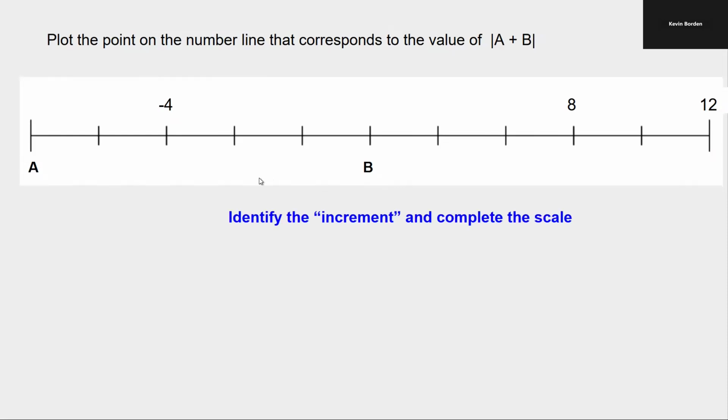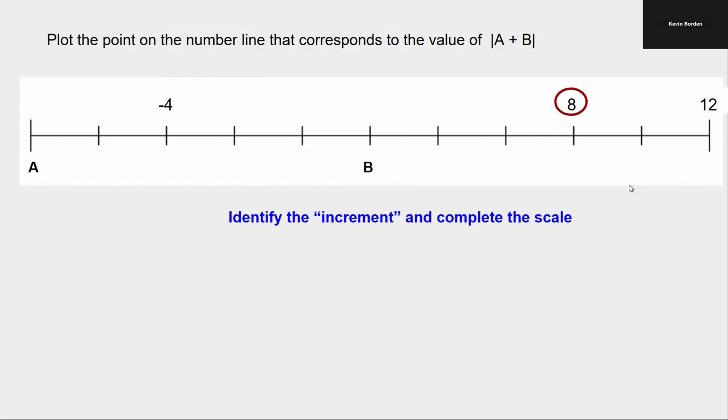We want to identify the increment of the scale, and that will help us complete it. What I mean by increment is, what is this distance between these tick marks? What is the distance of each one of these spaces? Let's try to figure that out.